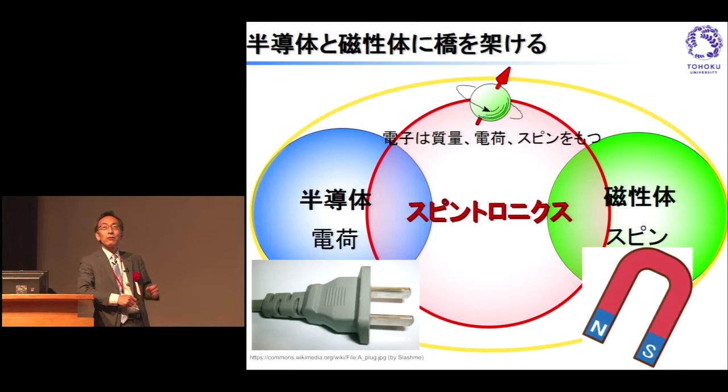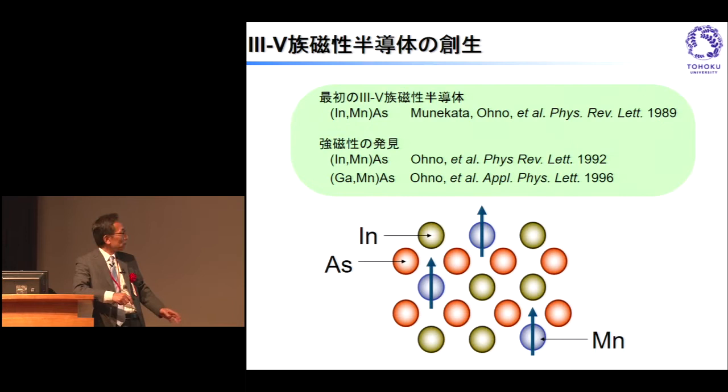But in the beginning, when I looked at the materials, which are magnetic bodies but also have semiconductor properties, we then came up with new compounds with magnetic properties. So this is an indium arsenide crystal. Indium is in group 3, and arsenic is in group 5 in the periodic table. So it's called a III-V semiconductor. Those are used in lasers and transistors, but they are not magnetic bodies.